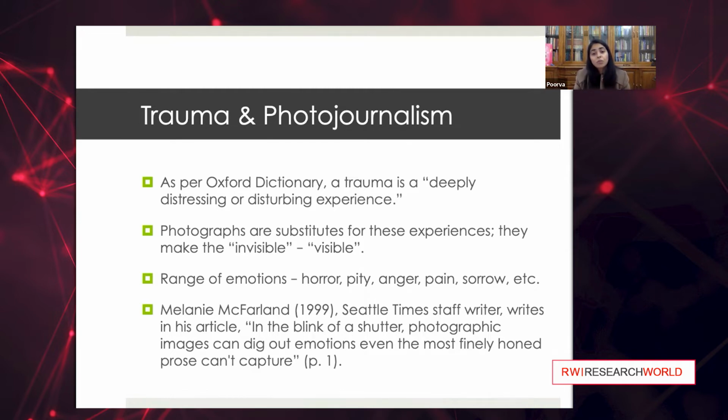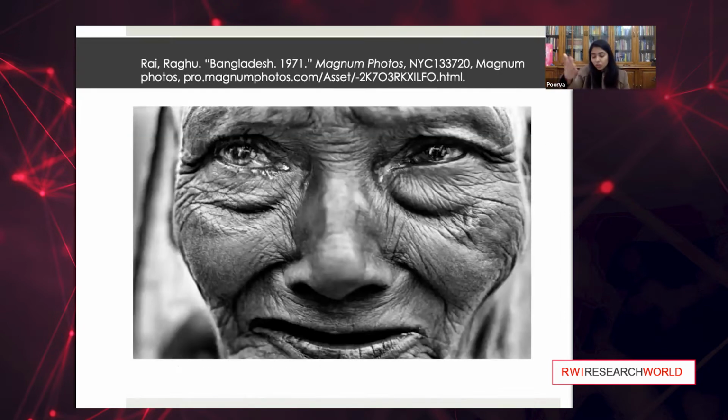And Tompkins also has given us a range of emotions which these photographs can depict. Melanie McFarland, a Seattle Times writer, writes that in the blink of a shutter, photographic images can dig out emotions even more finely, in a better way than prose can capture. For example, there are just 3 examples I've taken because I just had 10 minutes.